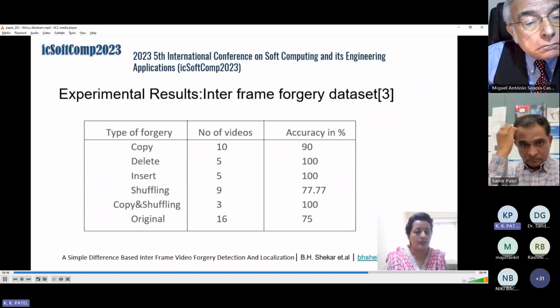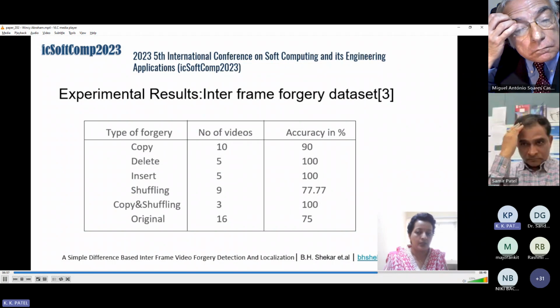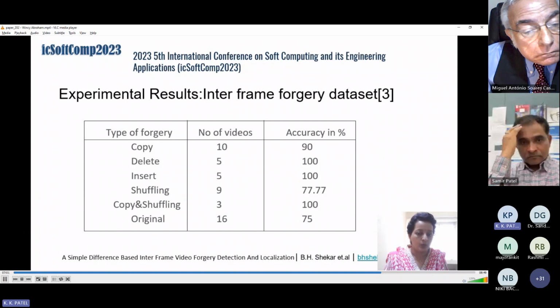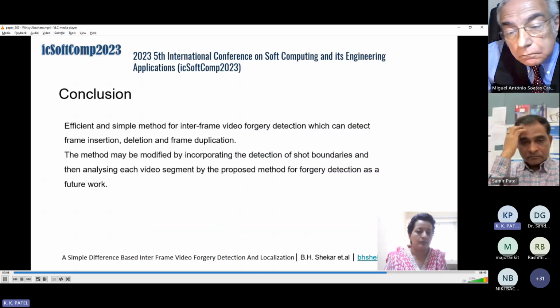This is another interframe forgery dataset created for experimentation by some authors for their purpose, and it is public. The reference is attached. So here also there are different numbers of videos for each type of forgery, and we have shown the results for each type.